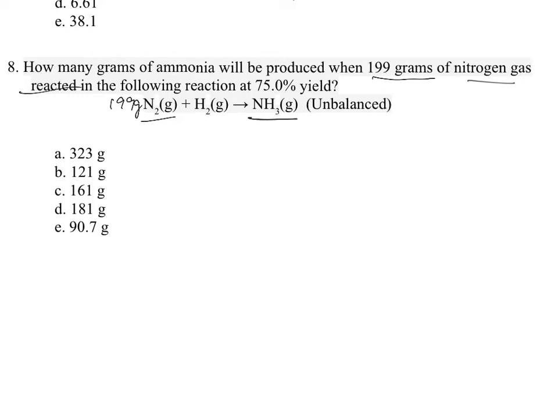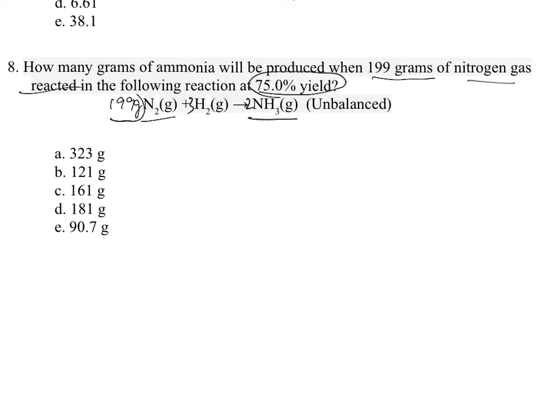Now, the equation itself should be pretty easy to balance. You're going to need at least two of those, because you've got N2, that's 2 nitrogen, and each ammonia only has 1. And then if you're going to get 2 of those, that's 6 hydrogen, so you better have 3 H2 molecules. And you don't need anything for N2, so that's a balanced equation already. Okay, now 199 grams of this reactant. And of course you have a percent yield here.